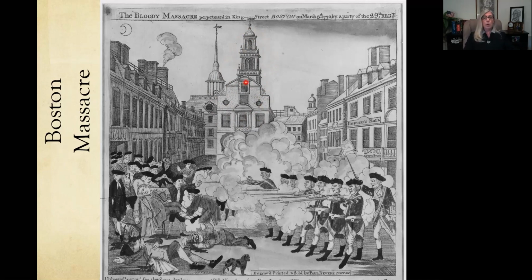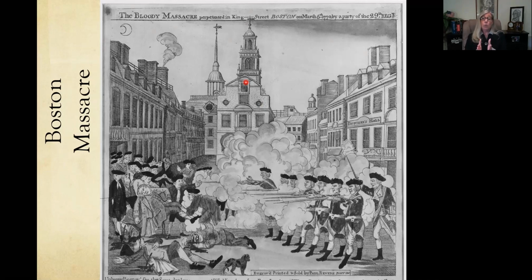The colonists are getting a little bit more frustrated by the presence of the British soldiers within their community. And they begin to taunt them, and they resent that they're there. And one night, it was in March of 1770.